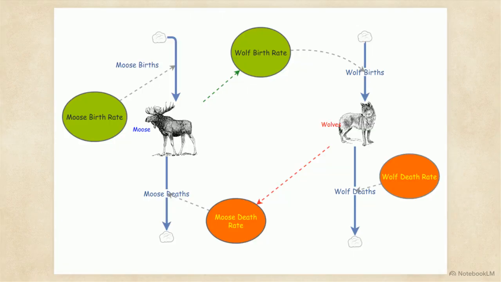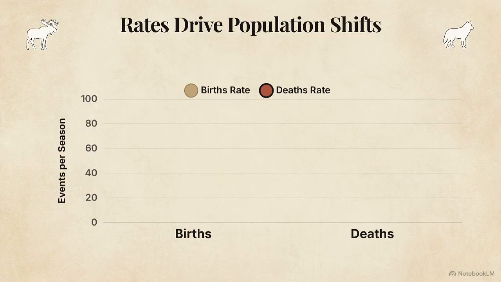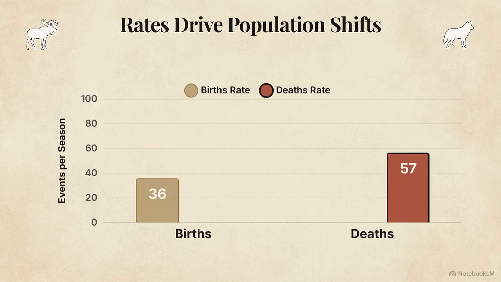The core of this model rests on accumulators, which represent the physical count of the animals. In system dynamics, these accumulators are called stocks. A stock holds data, in this case, the exact integer count of the moose and wolf populations at any specific moment. These populations are constantly shifting as animals are born and die. They are driven by underlying rates of change.